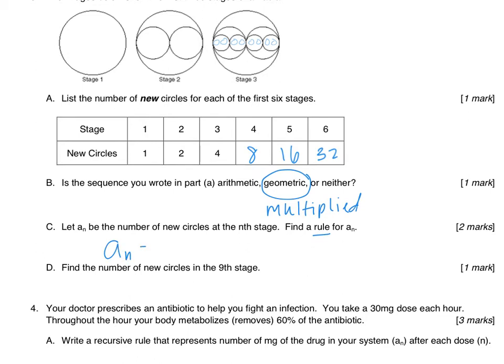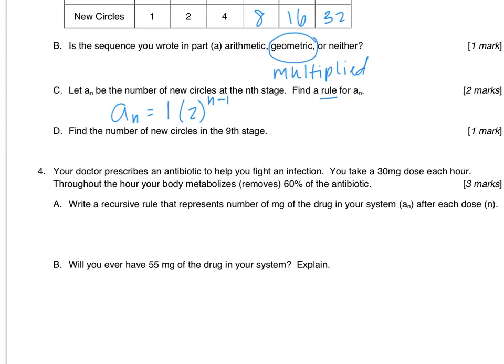So An, and then A1 was 1. The rate, what it's multiplying by, is 2, and then n minus 1. Find the number of new circles in the 9th stage. So for 9, we would plug in a 9 for n. And so 2 raised to the 8th, and then times 1, 256.